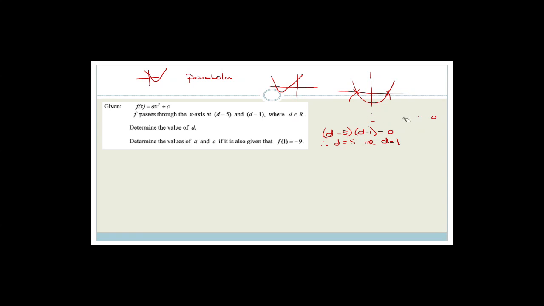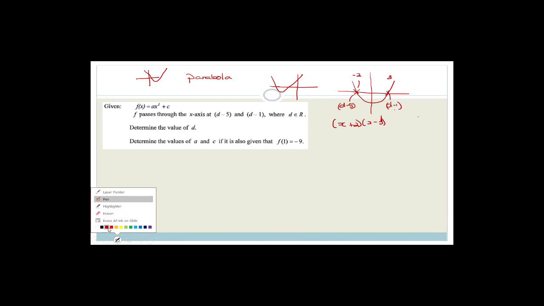They're saying it passes through d minus 5 and d minus 1. So this point here is d minus 5 and this point here is d minus 1. Do you agree that if I told you this was minus 2 and this was 3, then when we put it in brackets, we'd go x plus 2, x minus 3? We're going to have to do the same thing with the d's. We can't just go d minus 5, d minus 1, because d is not the replacement of the x-axis. So this is going to be given as x minus (d minus 5), that's one of the factors, and the other one is x minus (d minus 1), that's the other factor.